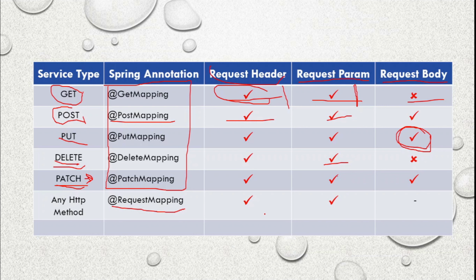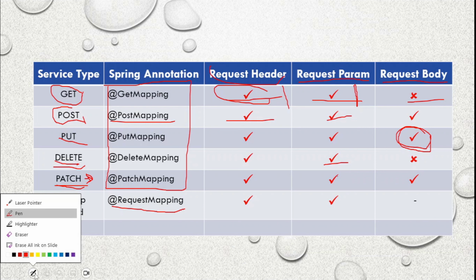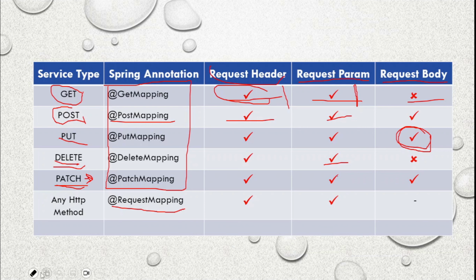So the request mapping annotation also supports request header and request param, and depending upon the service type or the method we define in the request mapping annotation, the request body is sometimes supported or sometimes not supported. So that's all about the definitions of the services.